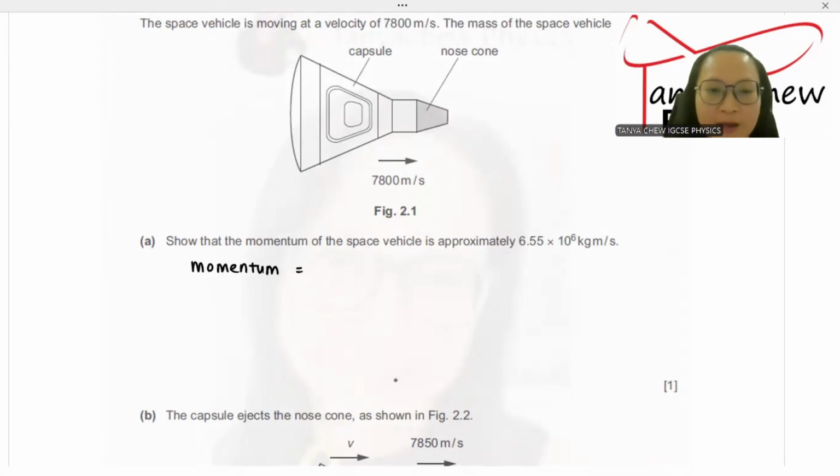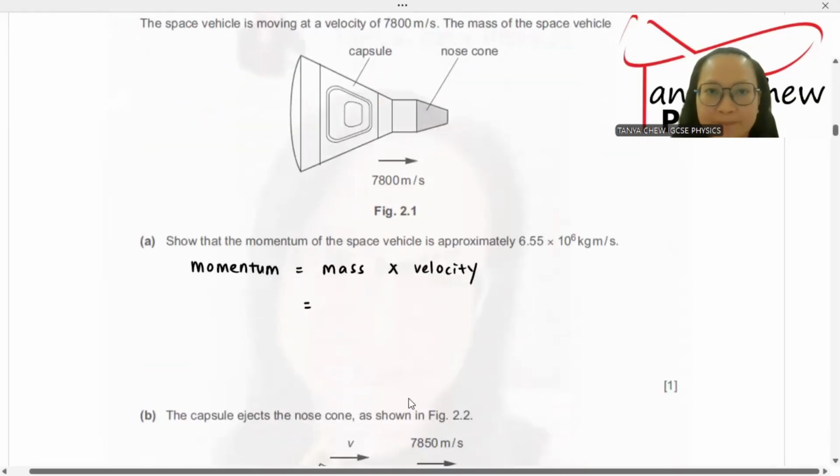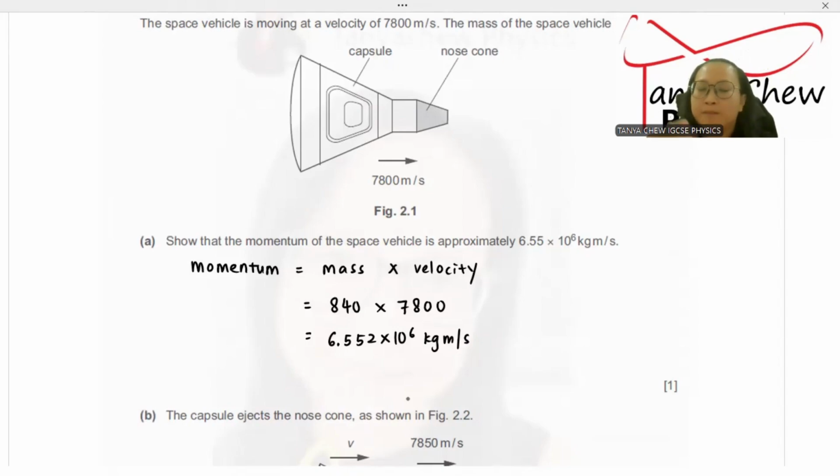Now, do you still recall the formula of momentum? Momentum is being defined as mass multiplies by velocity. The mass of the space vehicle is given, which is 840. Could you see that? And the velocity is 7,800. Use your calculator. The answer that I got was 6.552 times 10 to the power of 6 kilogram meter per second. Now, showing the intermediate answer before you round it off to the answer that I asked you to show is super important. So you have to show this before you round it off to 6.55 times 10 to the power of 6 kilogram meter per second.